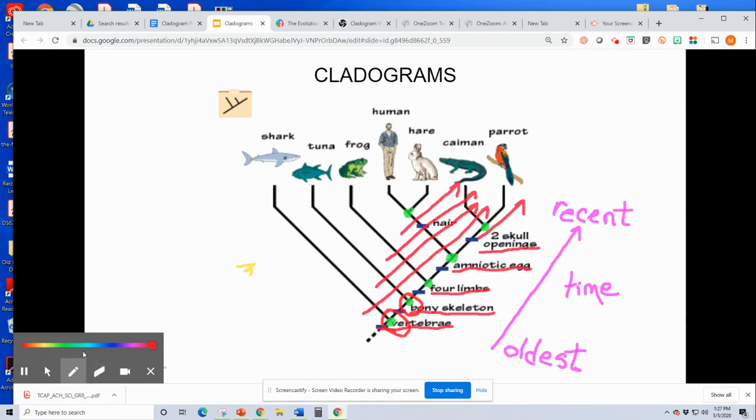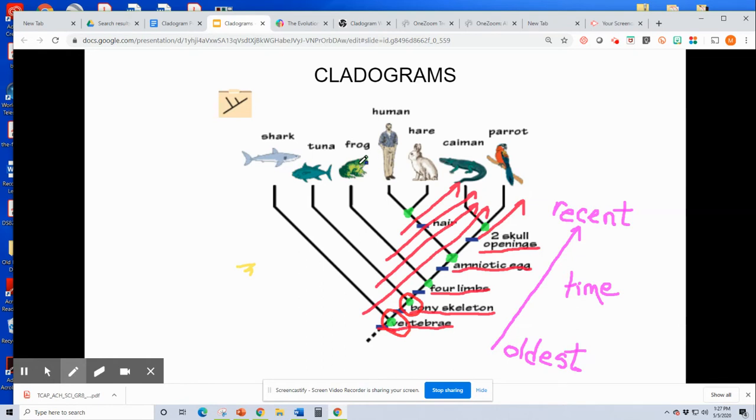I'll pick blue. Some of them are a little bit easier. So, for example, if I were to say, is the frog more closely related to the human, or is the frog more closely related to the shark? I mean, that one's easier, right?